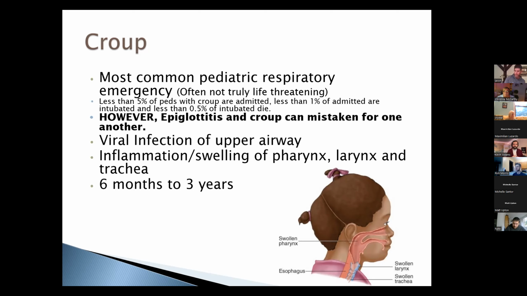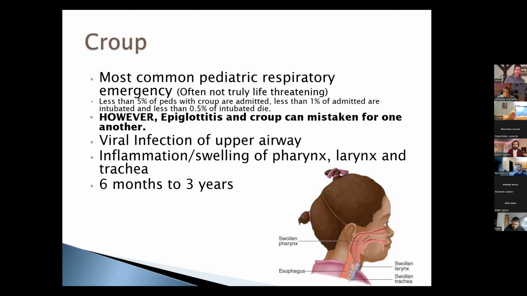And this usually affects the younger population, so 6 months to 3 years. However, it is possible for an adult to get croup, but it's very rare. The most you're going to be able to do for somebody with croup is, if they have a low SpO2, get them oxygen. Body positioning is really good, having them sit up.